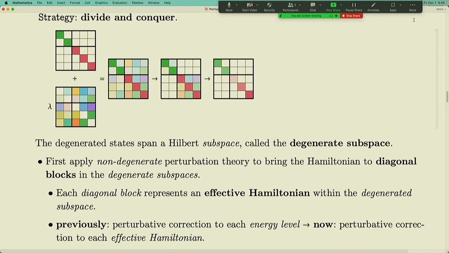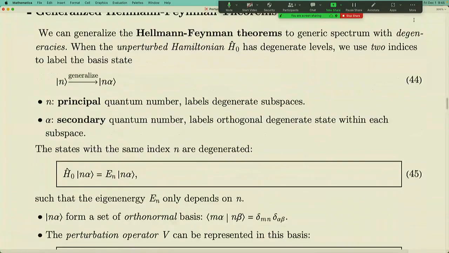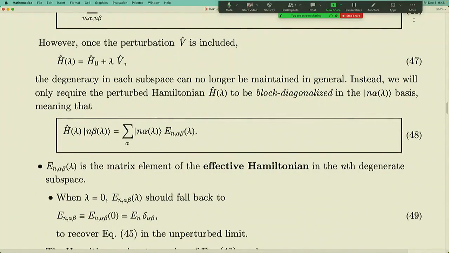For example, this is n equals 1, this is n equals 2, and within n equals 1 there will be states labeled by alpha and beta, and so on. So this allows us to block diagonalize. How do I know I have block diagonalized? That is this assumption. Assuming I can block diagonalize the new Hamiltonian such that when it acts on the state, I'm allowed to mix the states within the block, but I'm not allowed to mix the states between the blocks, meaning that I'm not allowed to change the principal quantum number.